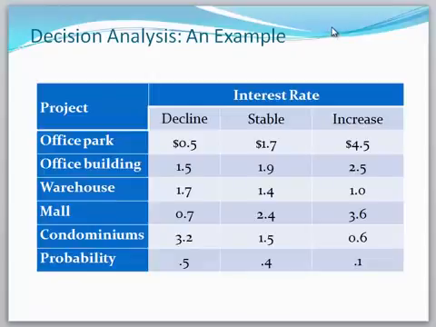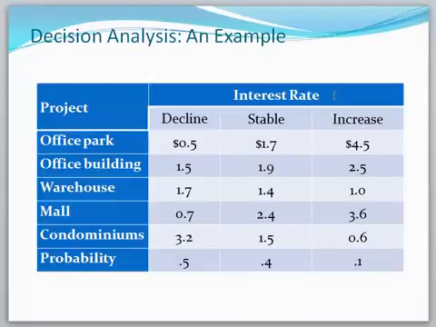In our case, there are 5 projects: office park, office building, warehouse, mall, and condos. Those are the things the firm can control. We call them decision alternatives or decisions or options. On the other hand, there are things that are out of the firm's control. In our example, it is interest rate. Interest rate can decline, remain stable, or increase.